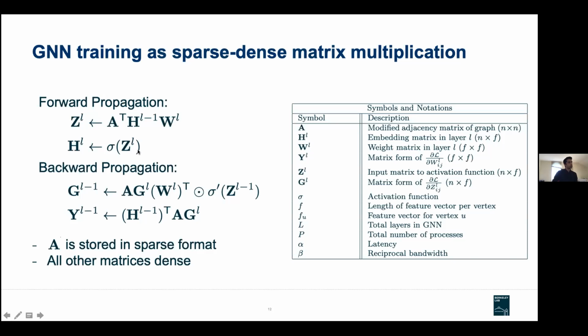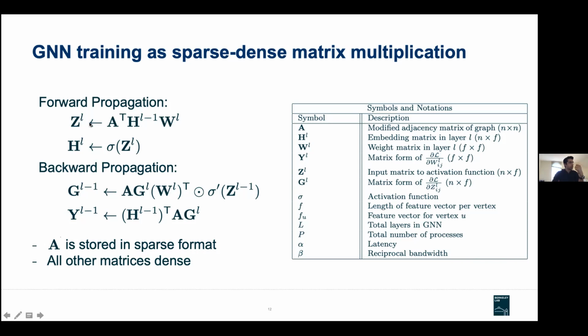I'll talk a little bit about what GNN training specifically looks like in terms of matrix operations. If you're not familiar with neural networks, there are essentially two steps. There's forward propagation and backward propagation. Forward propagation is what I've discussed already, where we do this neighborhood aggregation step per layer in our GNN. And backward propagation is essentially going through the network in reverse and applying some matrix multiplications there to correct the weight matrices and tune them.